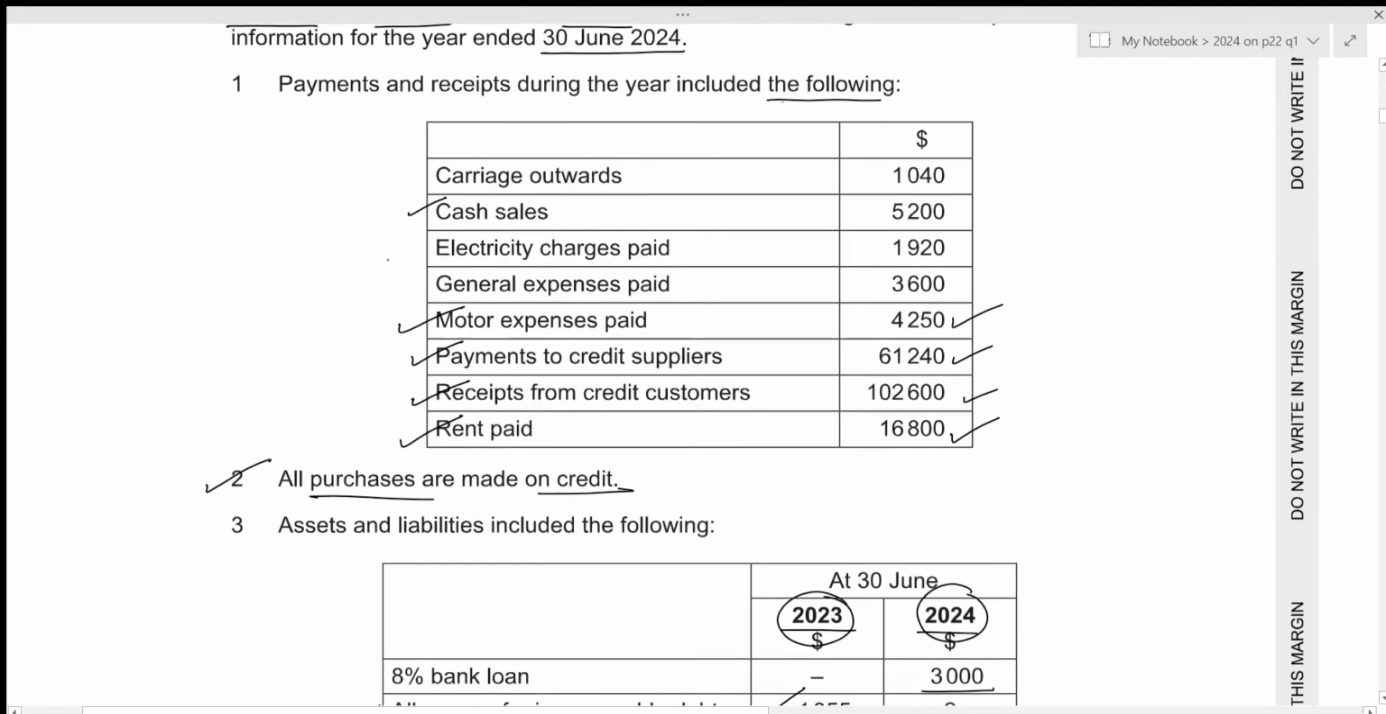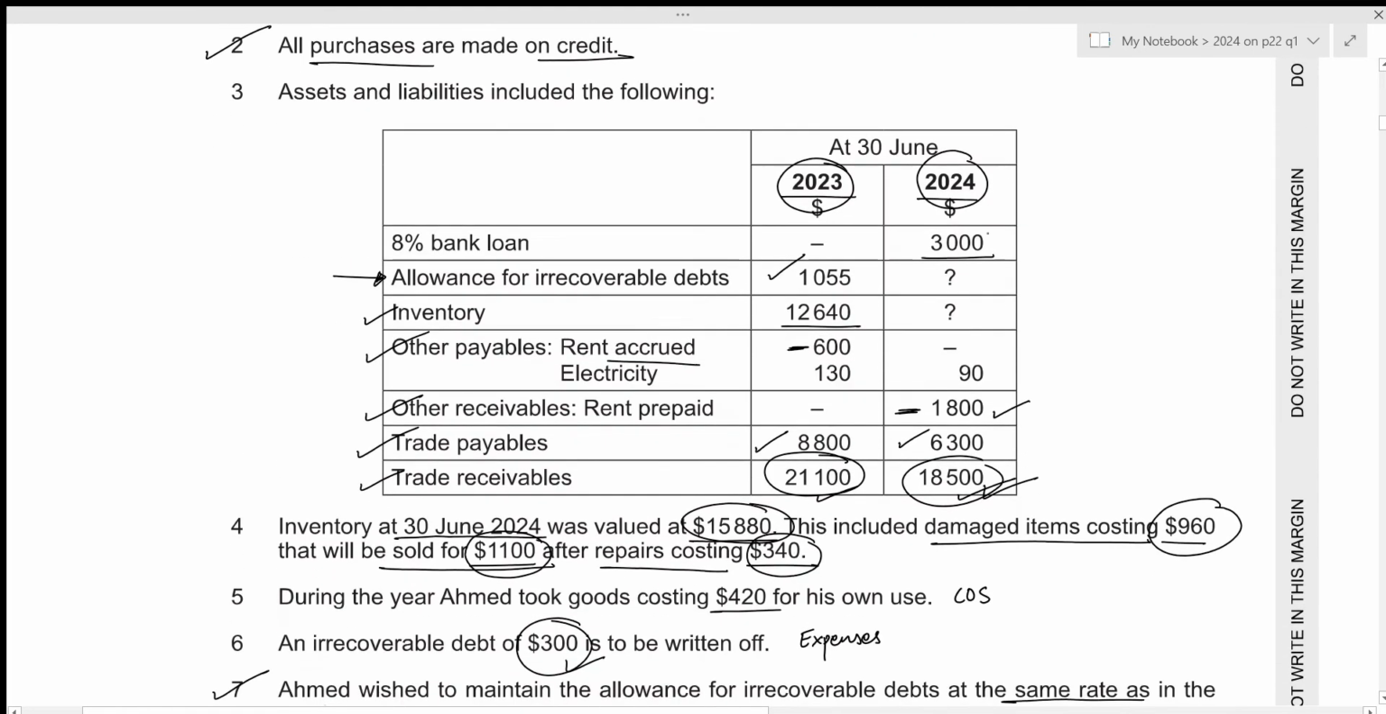Okay, let's figure out the electricity charges as well. Again, we need to start with the amount that was actually paid, which is 1,920. And the adjustment is for other payables. So again, this refers to electricity accrued. Like I said before, the accruals at the start of the year should be subtracted, because this is for the previous year, and the accruals at the end of the year should always be added, because this is the amount yet to be paid for the current year.